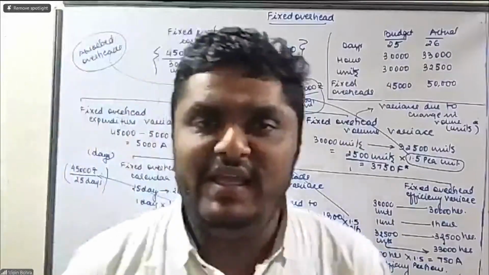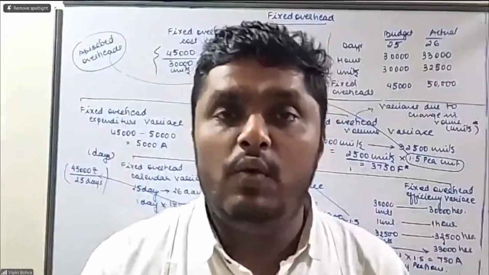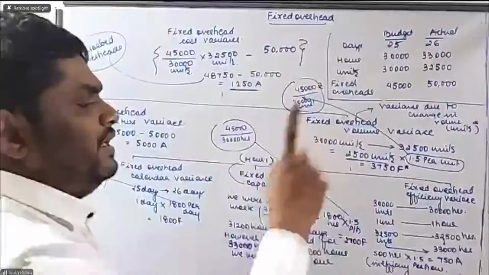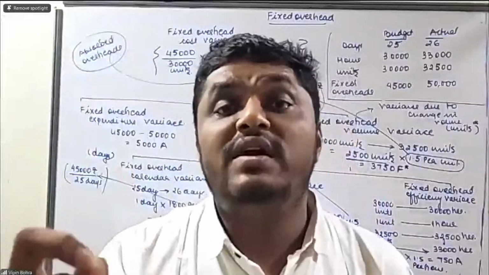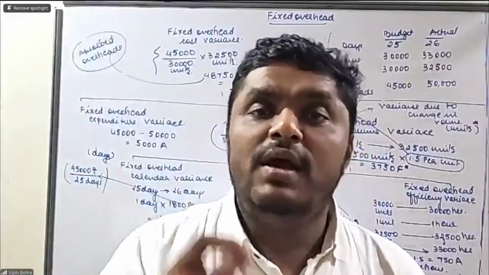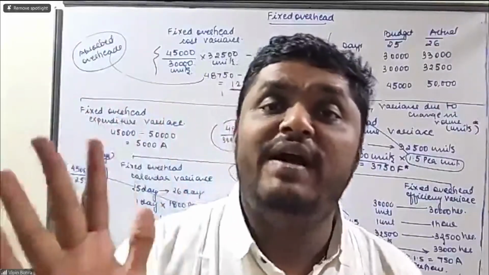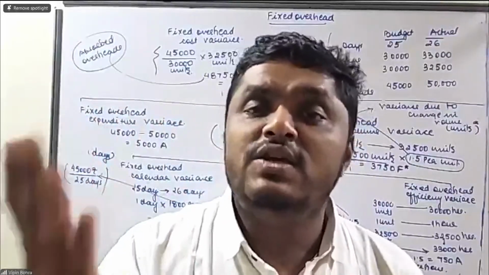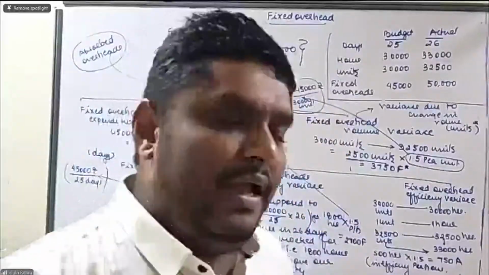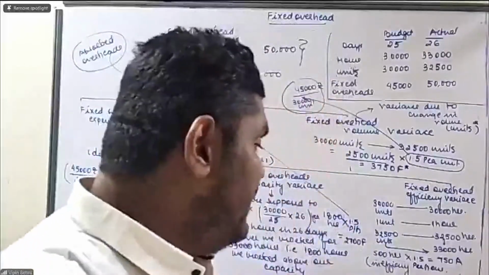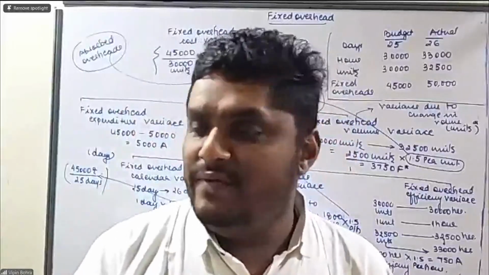Last is efficiency variance. How many hours should the work have taken, and in how many hours was it done? So 1 unit should take 1 hour. So 32,500 units should be manufactured in 32,500 hours. But we actually took 33,000 hours. 500 hours is my inefficiency. So it's a bad sign for the company. So this variance will be adverse. So 500 hours into the rate per hour, that is 1.5 per hour. So 750 adverse.